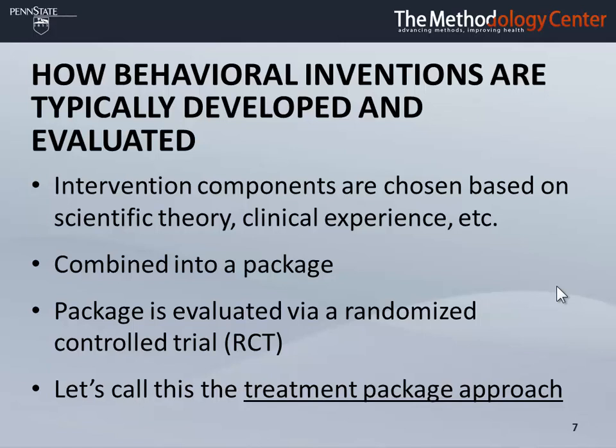Here's how behavioral interventions are typically developed and evaluated, and I'm sure that this will be familiar to most of you. So you have a set of intervention components that you're considering for inclusion in the intervention, and you choose them based on scientific theory, clinical experience, possibly secondary analyses you've done on data you or others have collected, and so on. And then once you've identified the components you want to include, they're assembled into a package, and then that package, as a package, is evaluated by means of a standard RCT, usually a 2-arm RCT where there's a treatment arm and a suitable control or comparison arm.